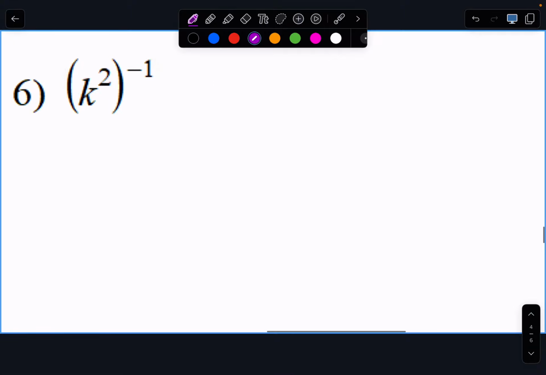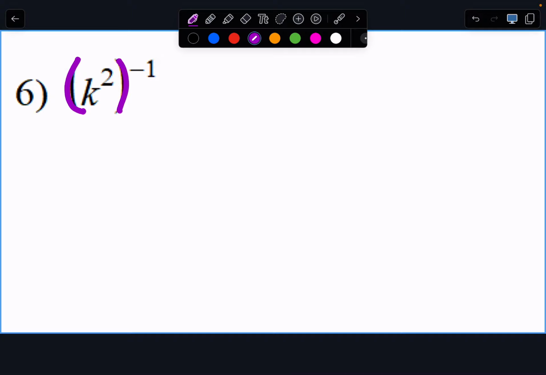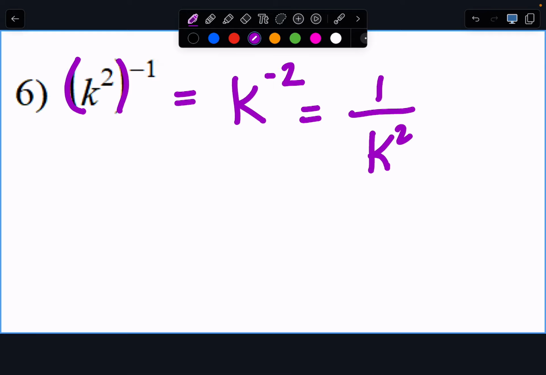Okay, now in this problem, we have k squared raised to the negative 1 power. What do we do with that 2 and negative 1? We're going to multiply power to a power. 2 times negative 1 is negative 2. We can't leave it like this. We got to write this as 1 over k squared.